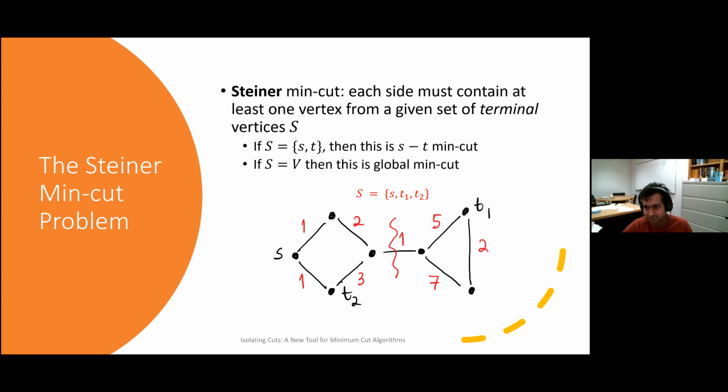Again, another example: if we chose S, T1 and T2 as the three terminals, then the global min cut, in fact, in this case, separates S and T1. So that separates our terminals, and therefore it's also the Steiner minimum cut. But in general, of course, the Steiner min cut may not be the global min cut.